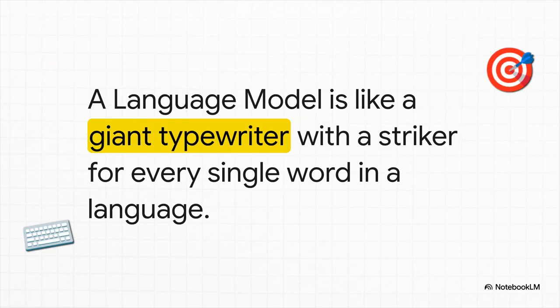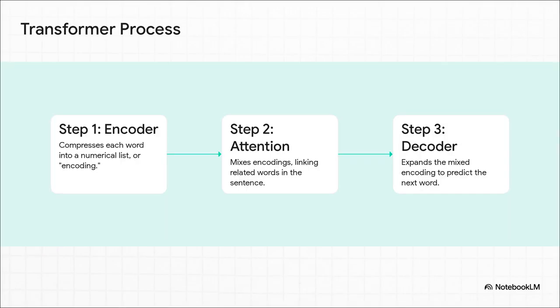So how does that circuit idea apply to language? Well, think of a language model as like a giant magical typewriter. Its only job, its entire purpose, is to guess which word comes next. And you can imagine it has a little metal striker arm for every single word that exists. Based on the words you've already typed, it sends a powerful jolt of electricity to just one of those arms, and whack, it hits the page. That's your next word.